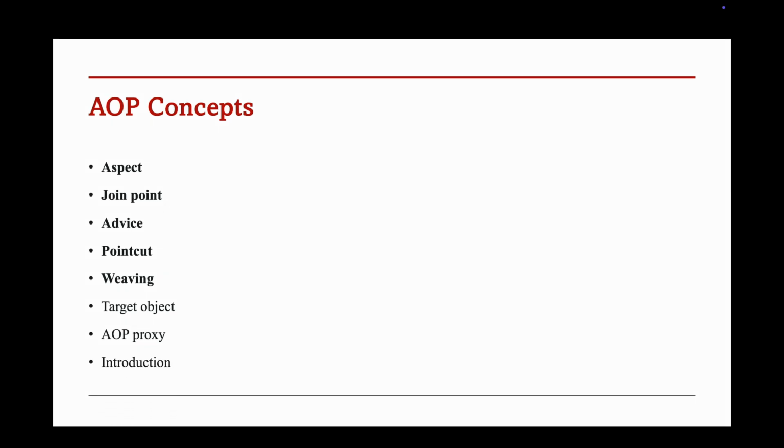Alright, one more term. Introduction. Now this one is slightly different from everything we have discussed so far. So pay close attention. So what is an introduction? An introduction allows you to add new methods or fields to an existing class, without modifying that class. In simple words, through AOP, you can make an existing bean implement a new interface and provide the implementation for it, all without touching the original class. We'll explore this in detail in a separate video.